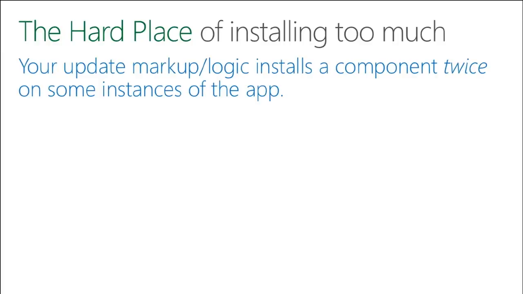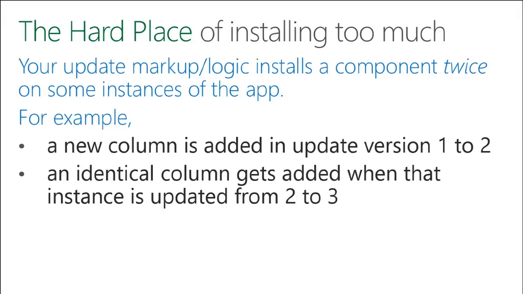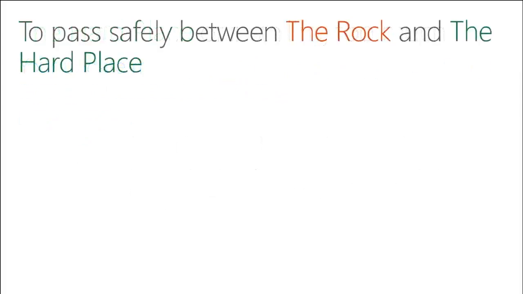That is, your update markup logic installs a component a second time on some instances of the app. For example, a new column is added to a SharePoint list when an app instance is updated from version 1 to 2, but then, by mistake, your mistake, in your code or update logic, an identical column gets added again when the instance is updated from 2 to 3. That's bad too. That's the hard place. You want to navigate safely between the rock and the hard place. And I'm going to tell you how to do it.